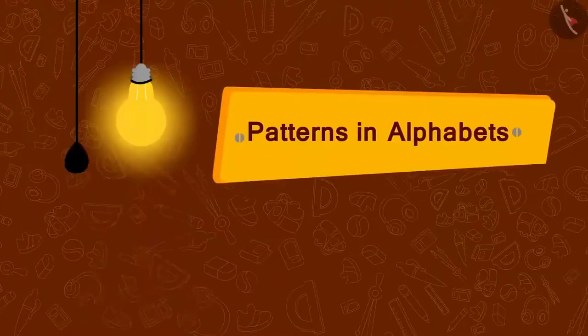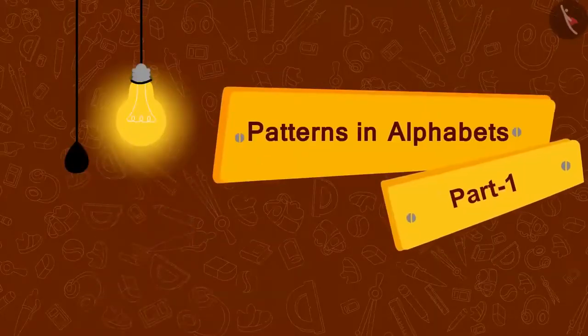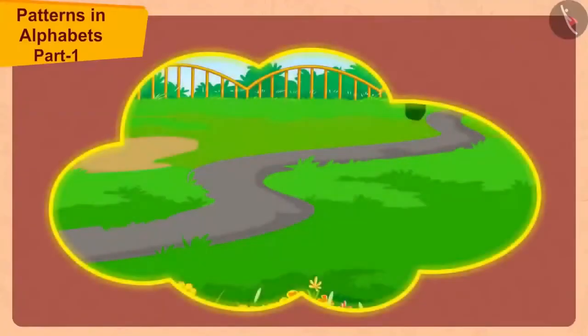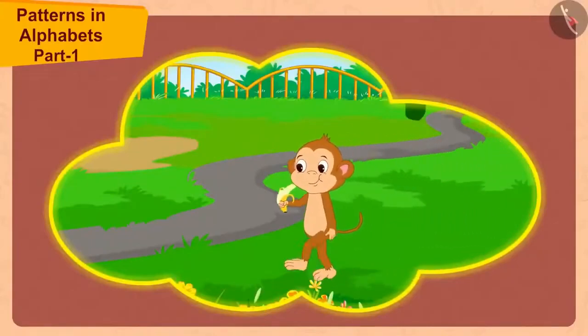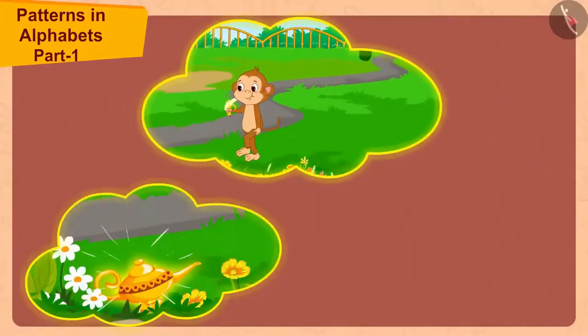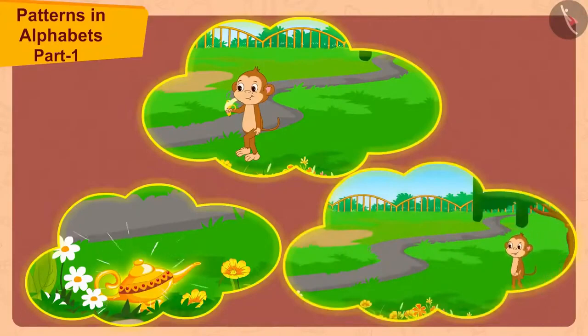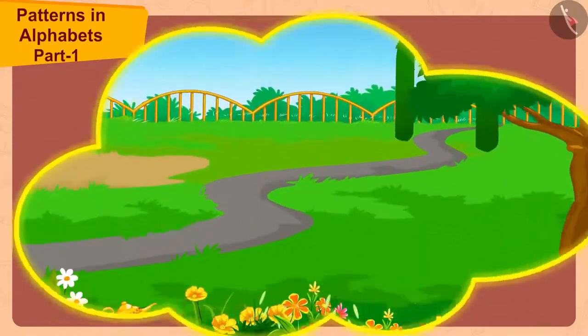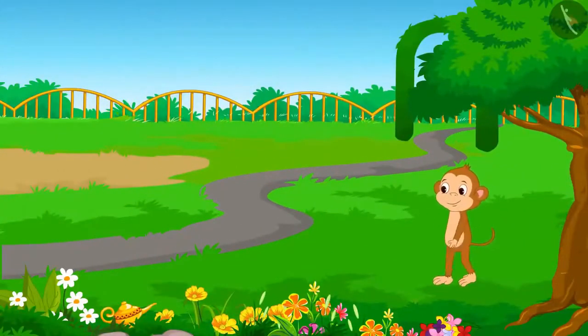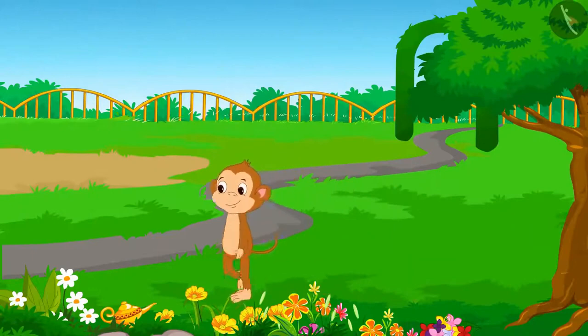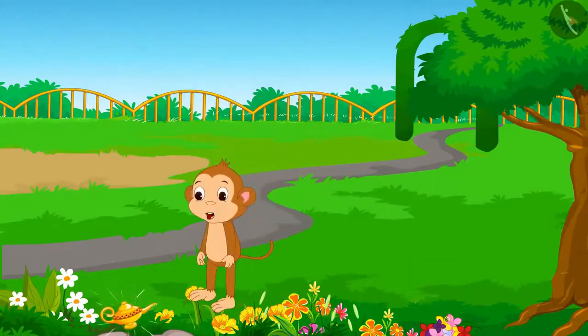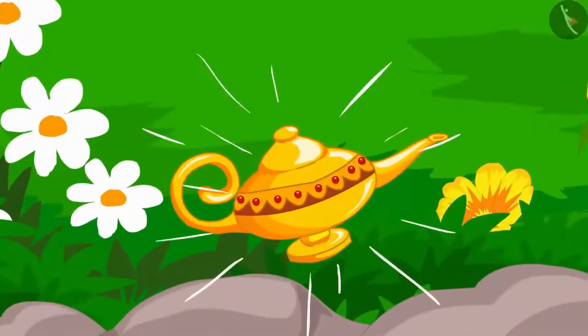In the next video, we will learn about patterns in alphabets. Children, do you remember how Babban found a lamp while roaming in the park one day? From that day till today, Babban must have made at least one round of the park daily. Even today he has come to the park in search of the lamp. And what? Today Babban finally saw the lamp once again.